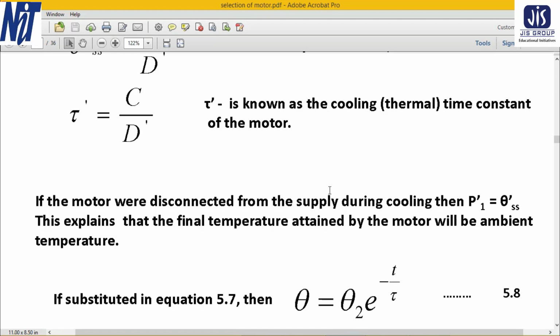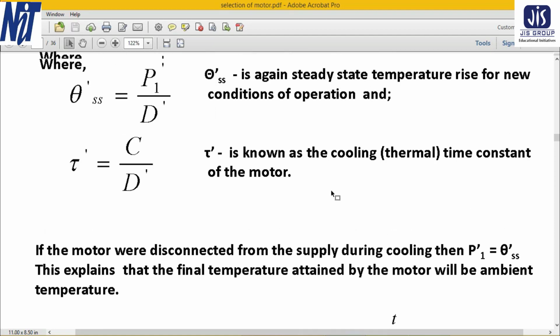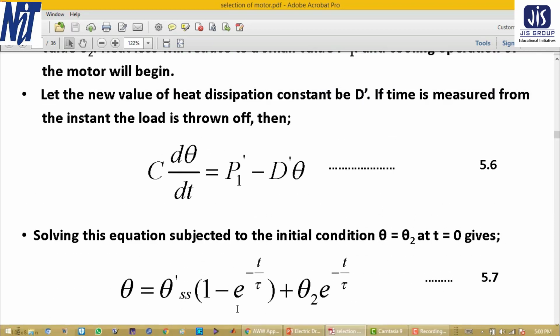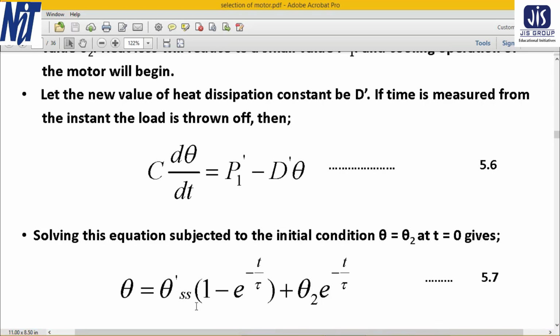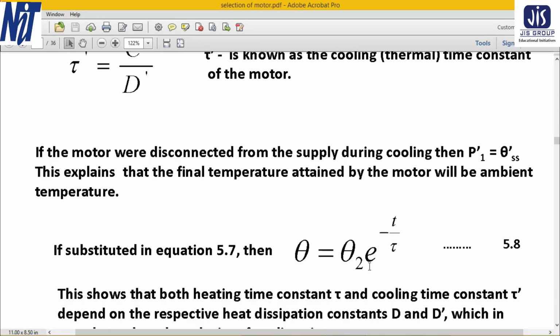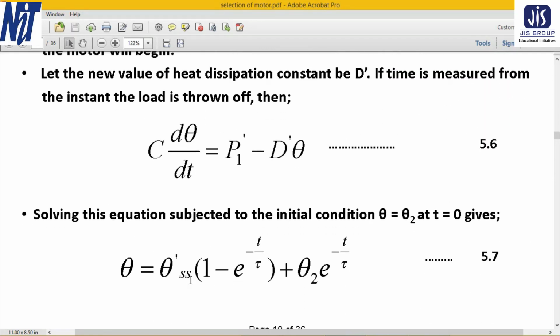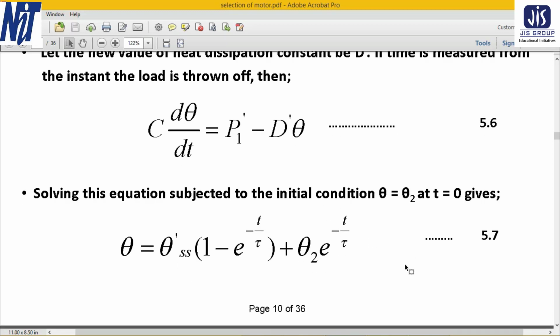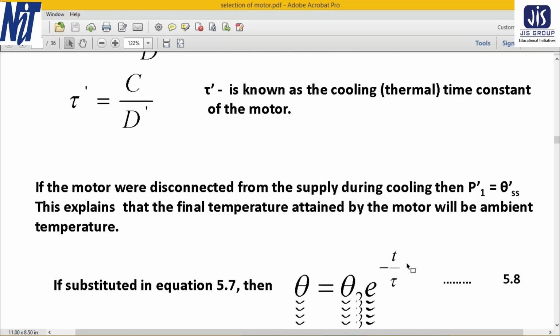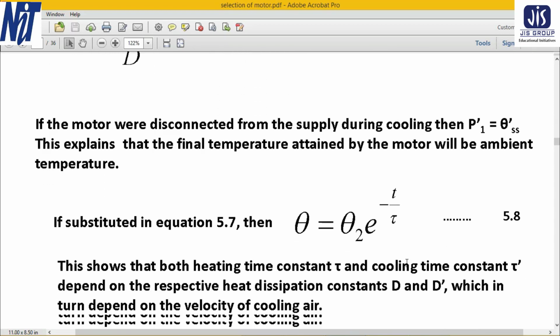Okay, so this explains that the final temperature attained by the motor is the ambient temperature, and if we solve this equation, it will become theta equals theta 2 e to the power minus t by tau. Why? Because in this equation, this theta ss dash is becoming 0. So this term will become 0, and this term will remain. So theta equals theta 2 e to the power minus t by tau.